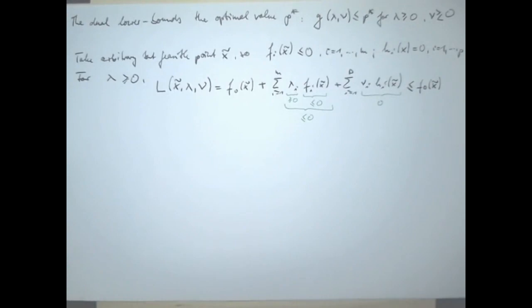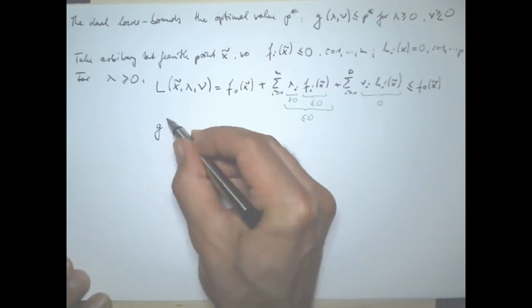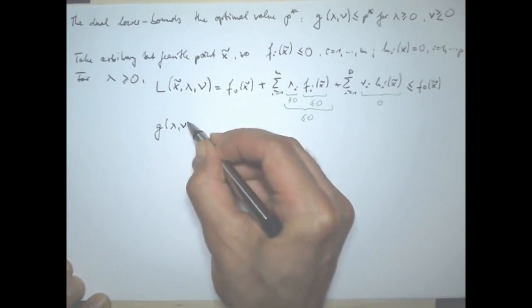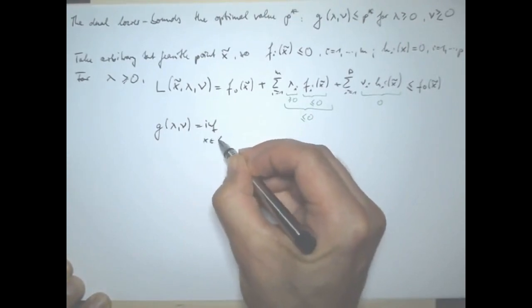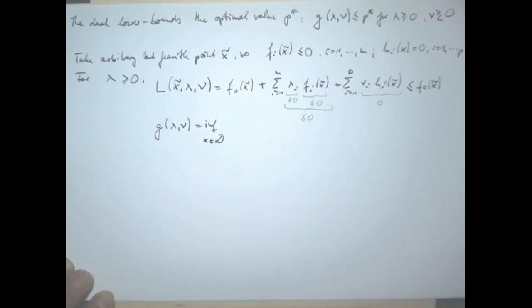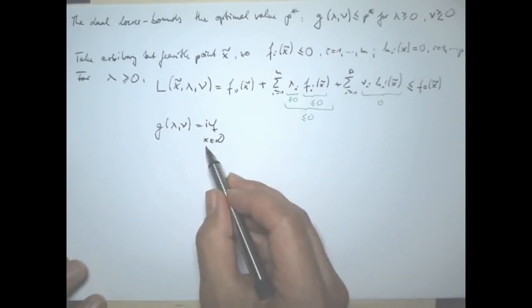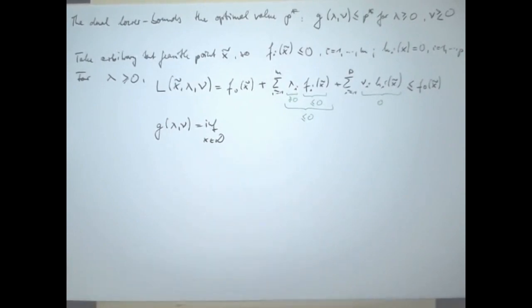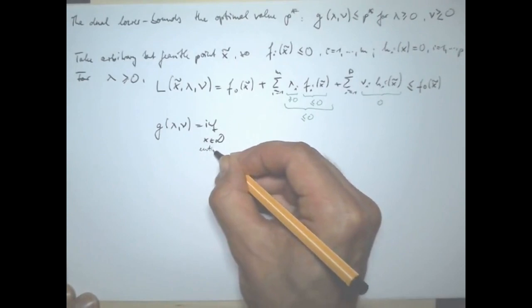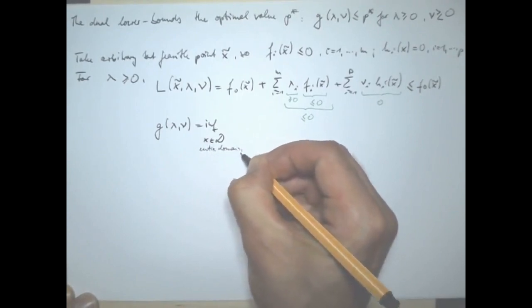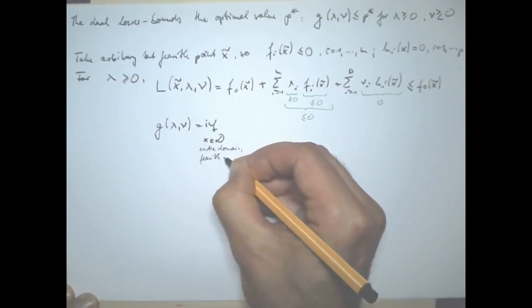Okay, now we want the dual. So we look for the minimum over the domain. And this infimum here is one that goes over the entire domain, so that this is more than just the feasible set. So entire domain, whether feasible or not.